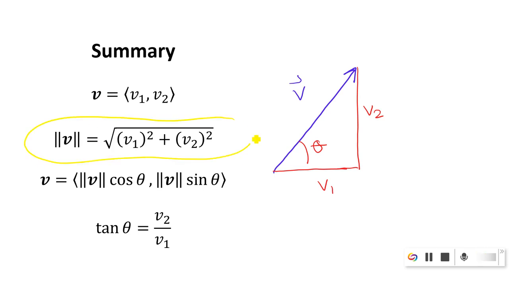If we want to find the magnitude of a vector, so that's the second thing I have written on the screen, we can use our Pythagorean formula, and the magnitude or the length of our vector will always be the square root of v1 squared plus v2 squared.